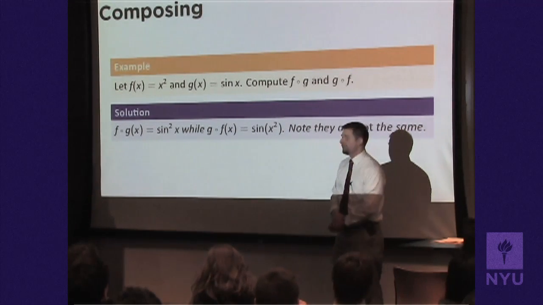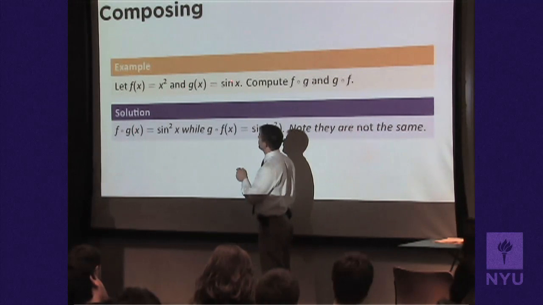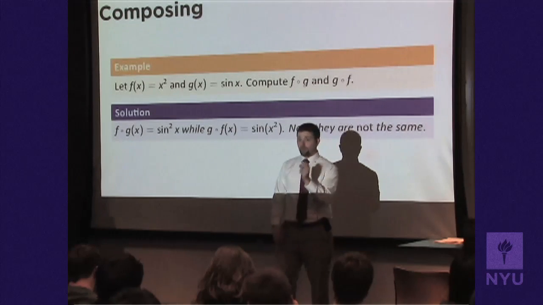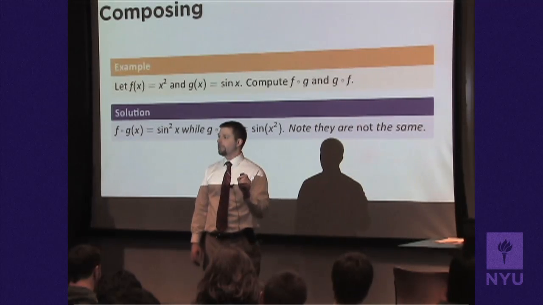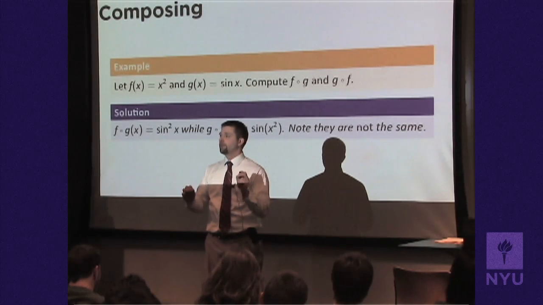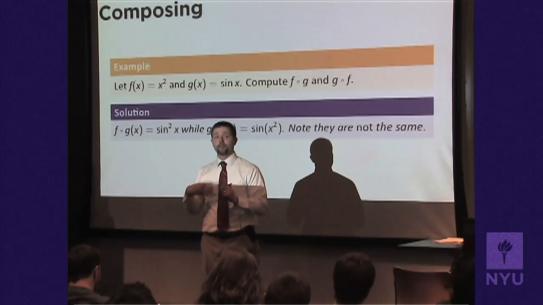f composed with g of pi. So we take pi, and then we find the sine. What's the sine of pi? Sine of pi is 0. So f composed with g at pi would be sine of 0 squared, which is 0 squared, which is 0. Okay, so if you plug in x equals pi, you get 0.